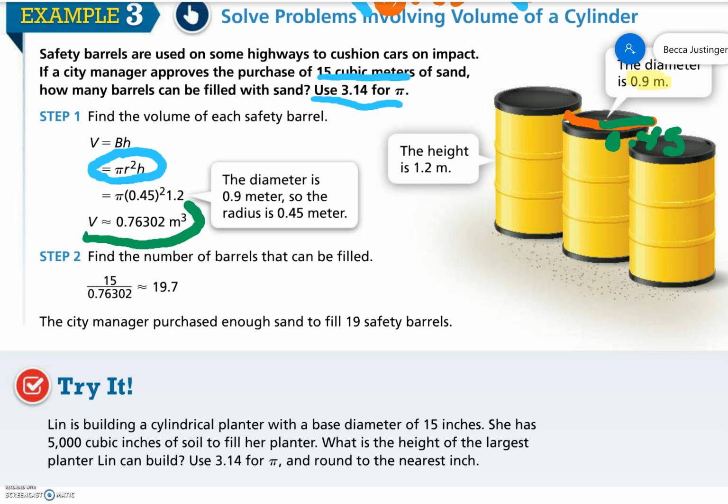So the volume of one barrel is 0.76302. So we want to figure out how many barrels we can fill. Well, we have 15 cubic meters of sand. So if we take 15 and divide by the volume of each one, we're going to see that we can fill 19.7 barrels. So can we fill a total of 20? No, you can only fill 19 and have some left over.